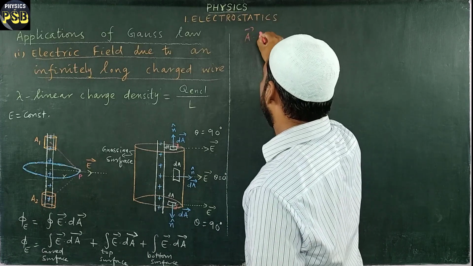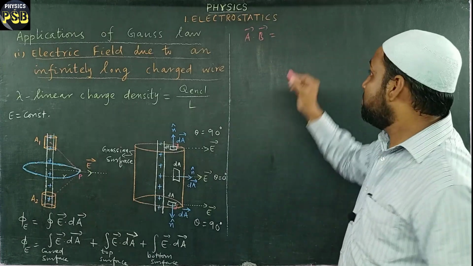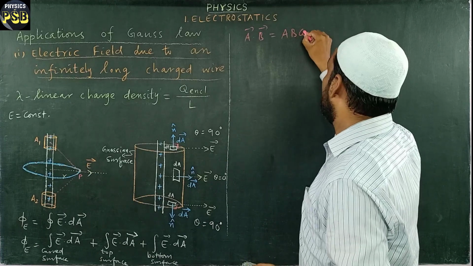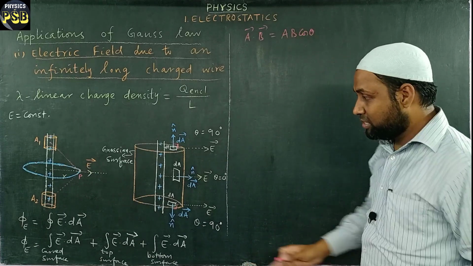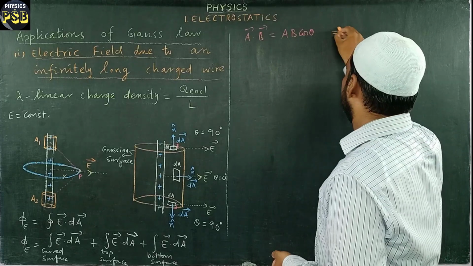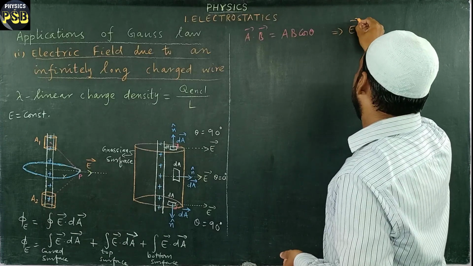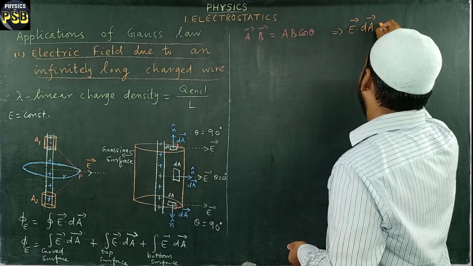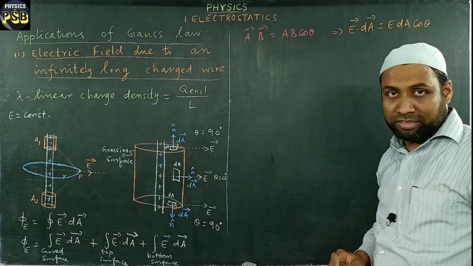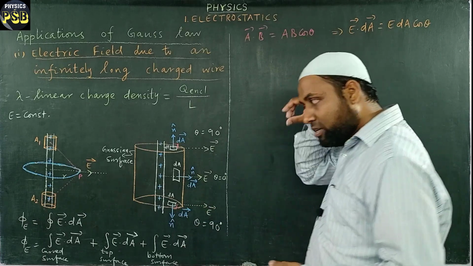A vector dot B vector, this dot product of vectors, can be expanded as A B cos theta. Now, the same method we can follow here. Instead of saying E vector dot dA vector, we can write E dA cos theta. Okay, this I am going to use here in this equation.